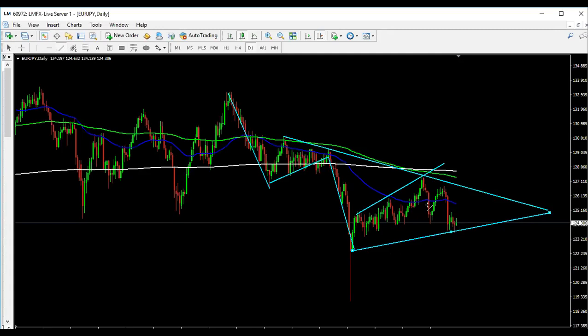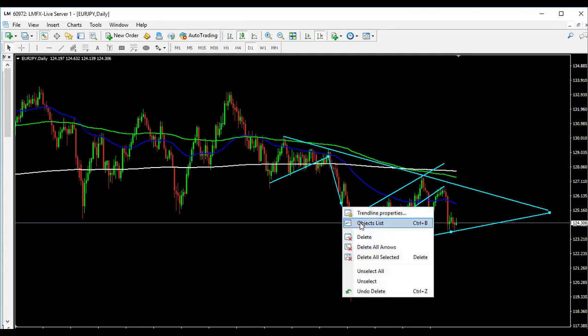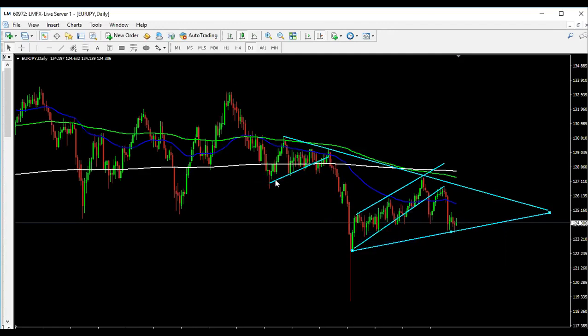Okay, you can see this correction right here. So in my mind, this triangle is most likely to be the most effective to the downside. Now, what does it mean when I say to the downside? What that means is on a sell. I'm preferring this triangle to go to the downside.